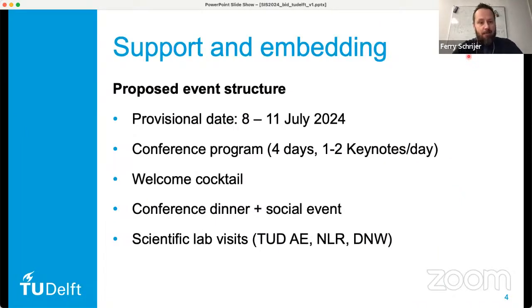So our proposed date to hold the event would be in summer. I have understood that in Madras it can be quite hot during summer. Here it's not so hot. In fact, it's the most pleasurable time to be around. So we propose a provisional date somewhere at the beginning of July, when our exams have finished and all rooms are available. We would have a very similar conference program of 4 days with 1 to 2 keynotes a day, a welcome cocktail, a conference dinner plus social event, and also some scientific lab visits.